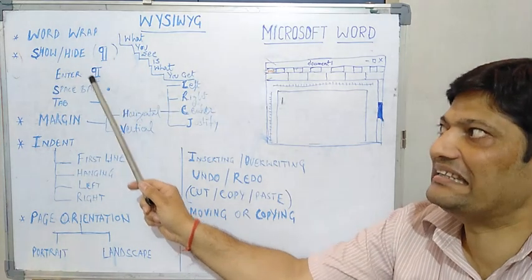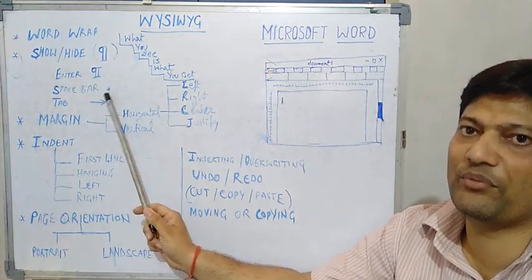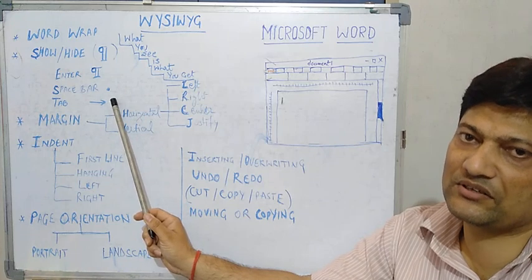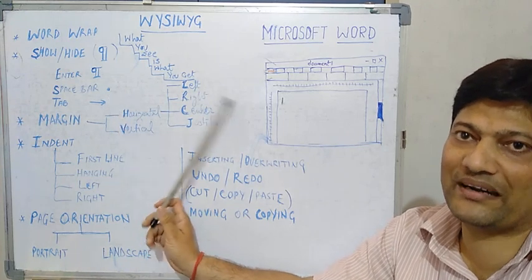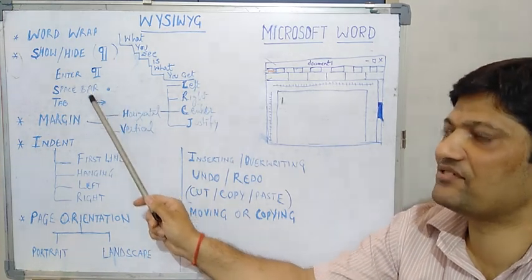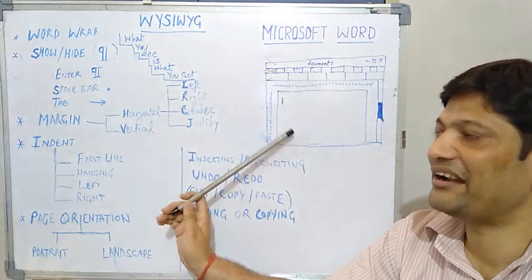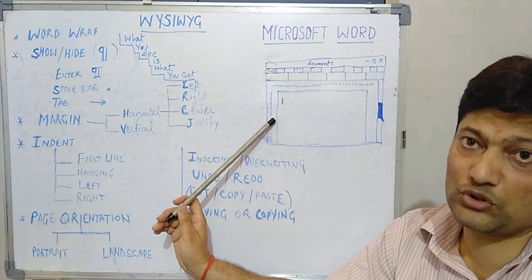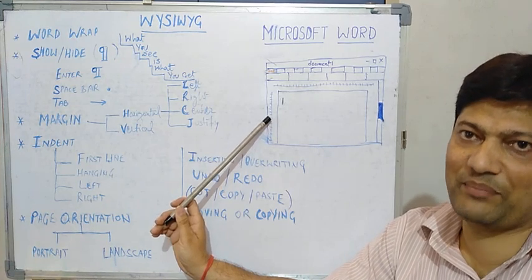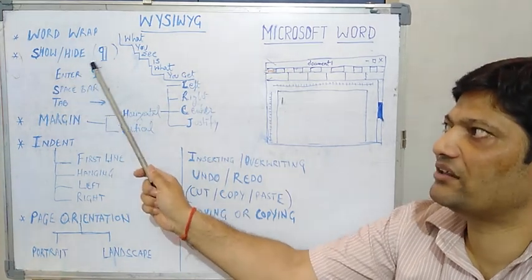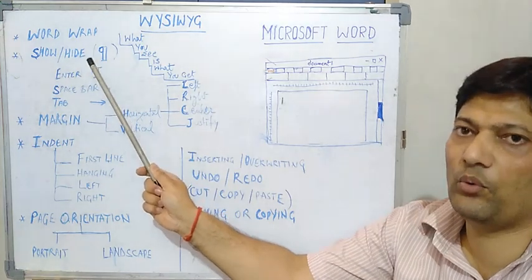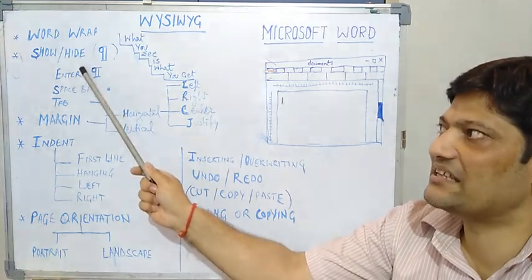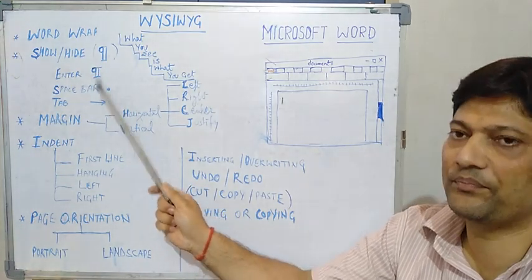You cannot delete these symbols from your documents. So sometimes whenever students open a document, they find these types of symbols and they try to delete them, but they face problems. So there is a very simple logic behind it. Simply click on this show and hide button. When you click on this, all these symbols will disappear.